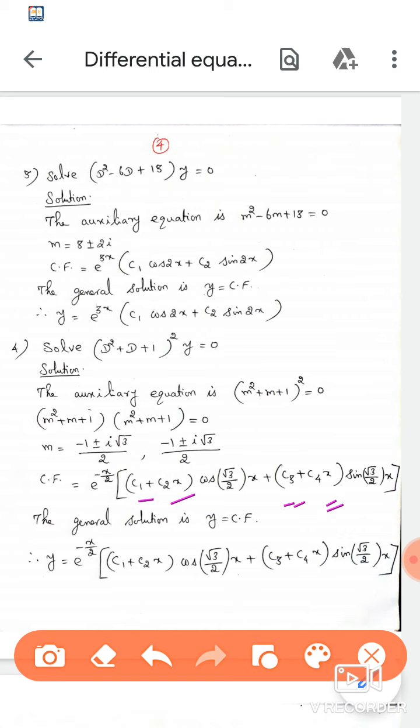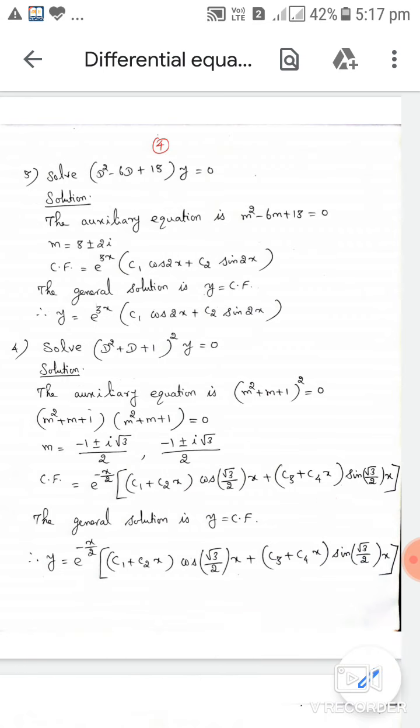The general solution is y is equal to complementary function. Therefore, y is equal to e power minus x by 2 [(c1 plus c2 x) cos root 3 by 2 x plus (c3 plus c4 x) sin root 3 by 2 x]. Okay, here the roots are imaginary and repeated twice, that is same root.